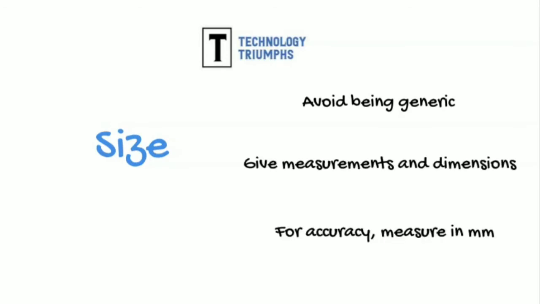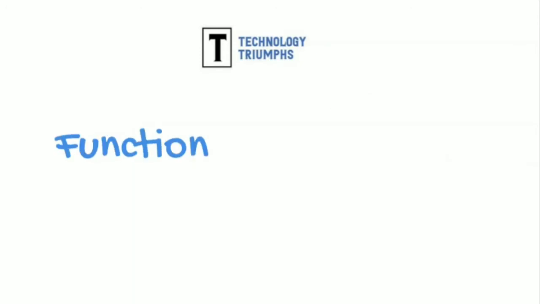Now the size of a product can be measured in millimetres for accuracy. But with food, you could also consider the portions and how many people it would serve. So for example, instead of saying this cake is big, you could talk about how many people it would serve. It has 12 portions.